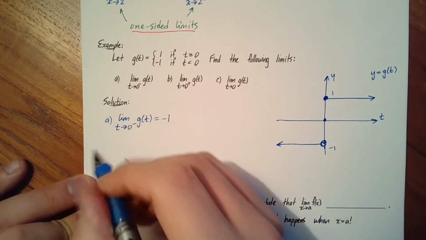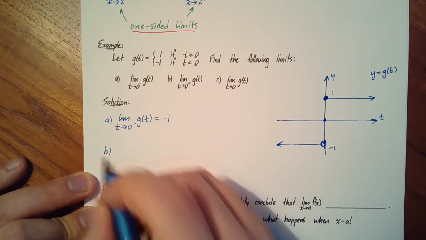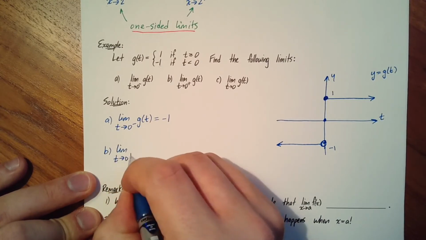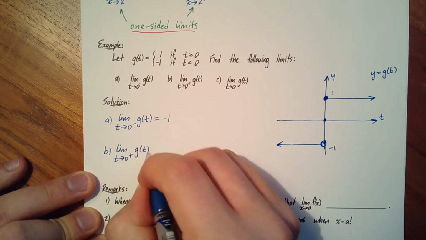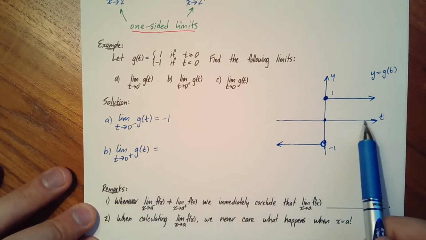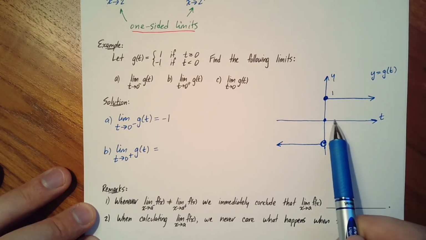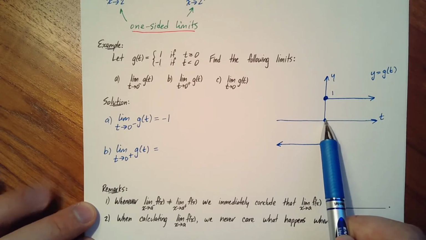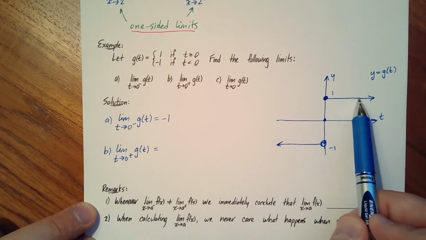Okay, so that's part A. What about part B? We want the limit as t approaches 0 from the right of g of t. Okay, well, start here. As t approaches 0 from the right, what does that look like? Well, go to the t-axis and approach 0 from the right. And then you're going to say, what is the corresponding path along the graph of the function? Well, that would be this path here, right?